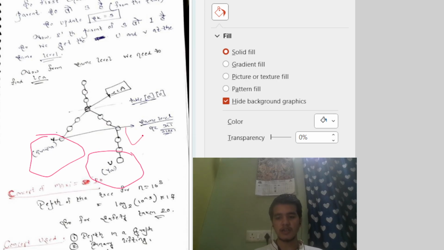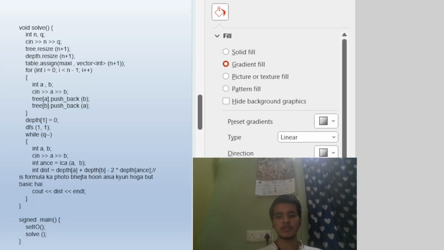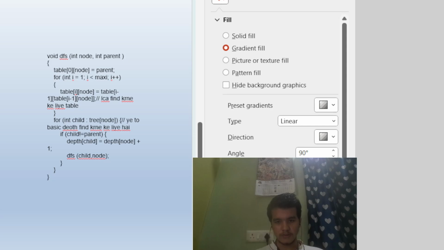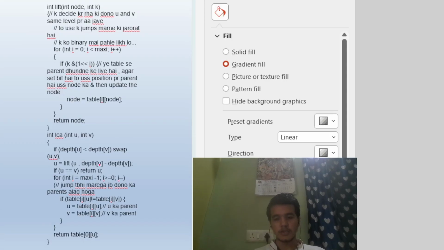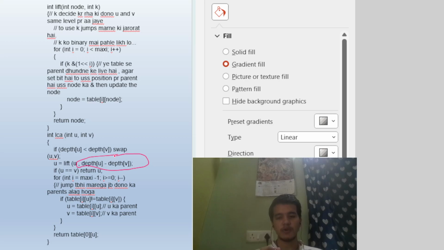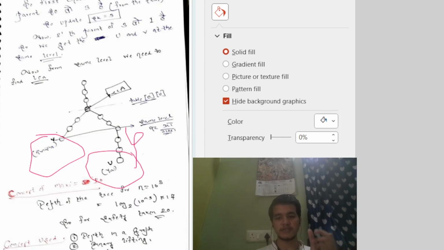So in the code you can see first we need to have U and V on the same level. So here it is depth of U minus depth of V. That is how much depth needs to be covered so that both the nodes can be on the same level. And when they are on the same level, it will be very easy for us to find the LCA.